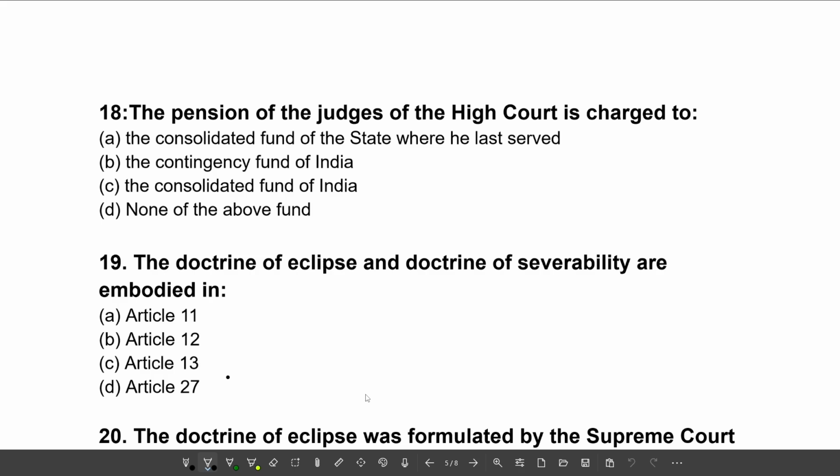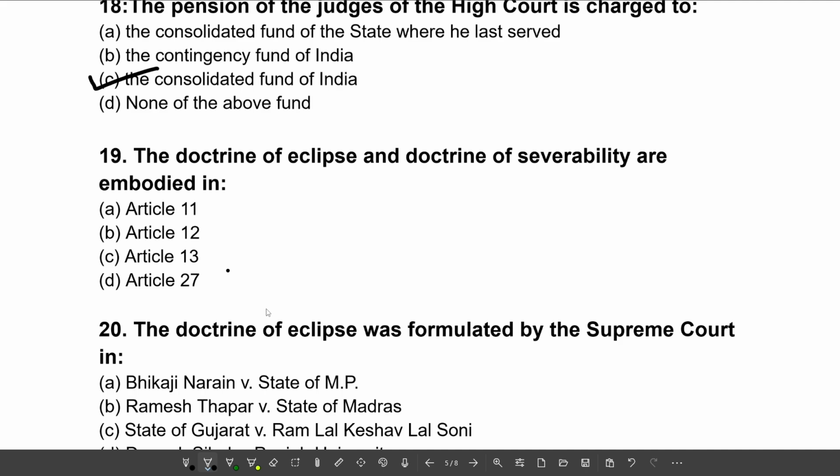Next question. The pension of a judge of the High Court is charged to the Consolidated Fund of the State where he last served, the Contingency Fund of India, the Consolidated Fund of India, or none of the above funds. The correct option will be option C, the Consolidated Fund of India.